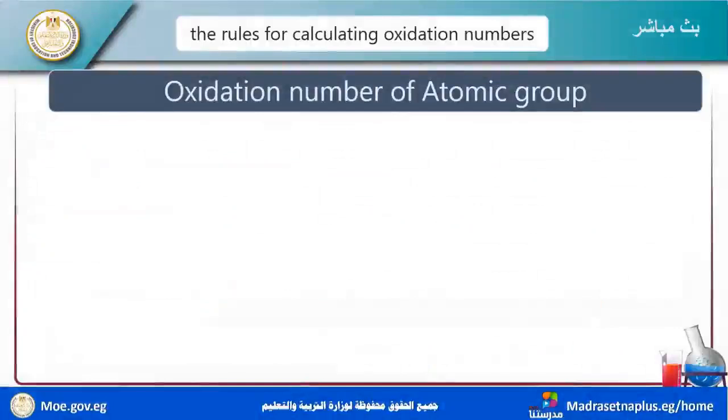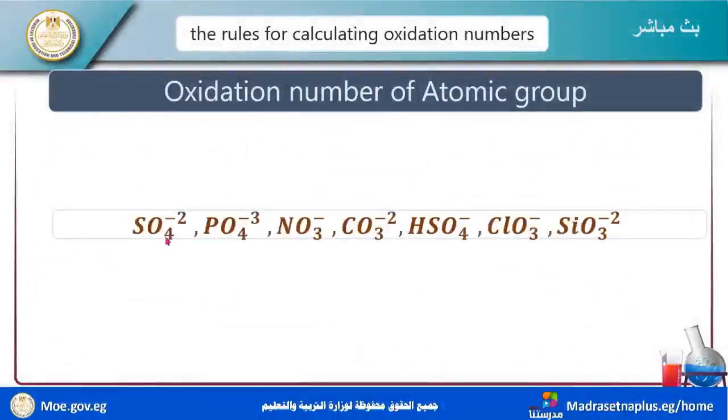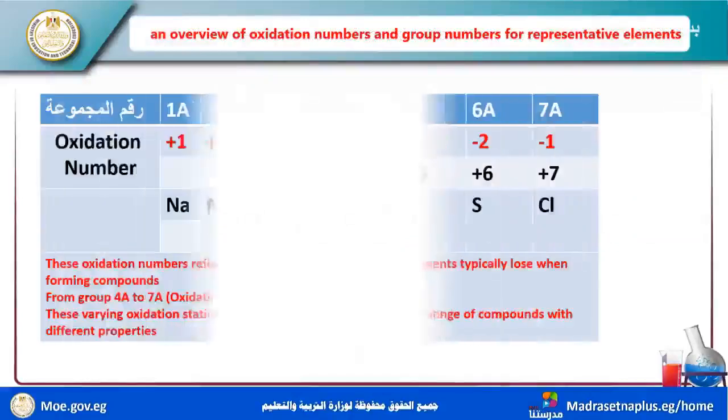Oxidation numbers of atomic groups, you must save these numbers. Sulfate, phosphate, nitrate, carbonate, hydrogen sulfate, chlorate, and silicate. You must save these numbers, because they show you how to calculate in any compound that has these polyatomic ions. Negative 2, negative 3, negative 1, negative 2, negative 1, negative 1, negative 2, and many examples you must know.